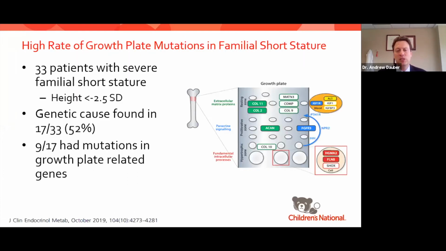A different group, this is the group from the Czech Republic, did a study looking at severe familial short stature, so heights below -2.5 standard deviations in both the patient and their parents. And they found a genetic cause in 52% of those patients. And again, most of them were also in growth plate related genes.